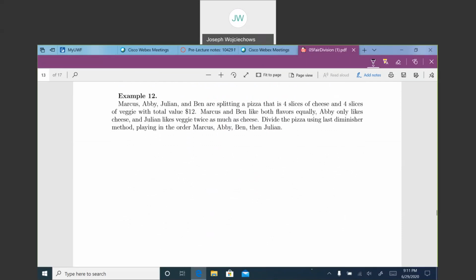So Marcus, Abby, Julian, and Ben are splitting a pizza that has 4 slices of cheese and 4 slices of veggie, for a total of $12. Marcus and Ben like both flavors equally. Abby only likes cheese, and Julian likes veggie twice as much as cheese. So for Abby, 1 slice of cheese is worth 12 divided by 4, or 3.